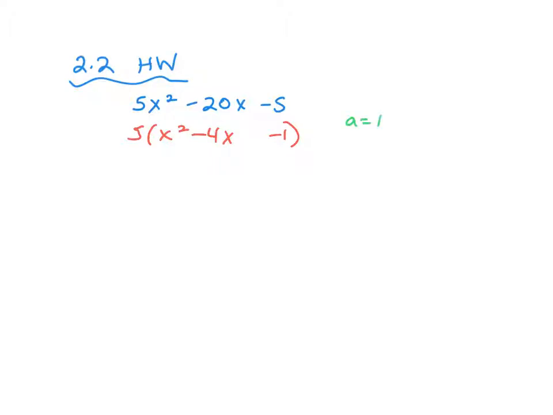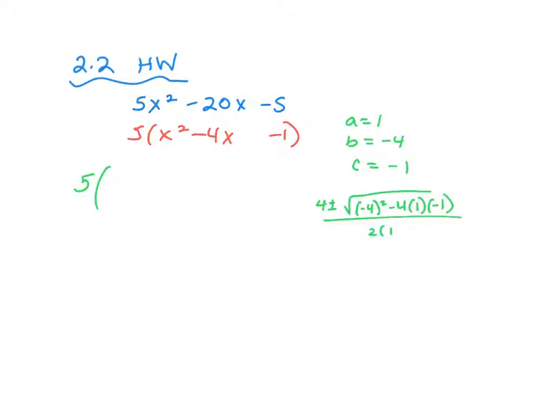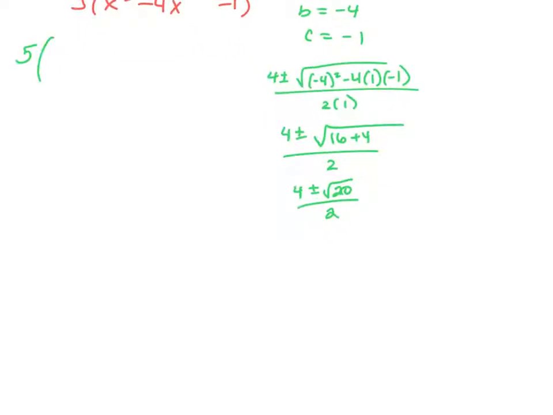Yep. So A is 1, B is -4, C is -1, right? So 5's still on there, but then I would do -b plus and minus the square root of b squared minus 4 times A times C all over 2 times A. 4 plus and minus the square root of 16 plus 4 over 2. And then 20 can get broken down. 2 root 5. So then this goes in here twice. This is 2 plus and minus the square root of 5.